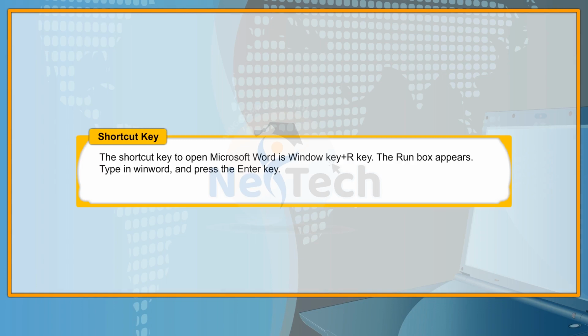Shortcut key. The shortcut key to open Microsoft Word is Window key plus R key. The Run box appears. Type in WinWord and press the Enter key.